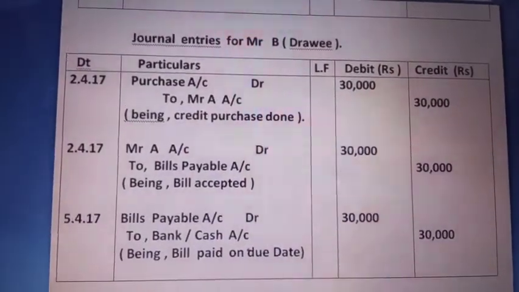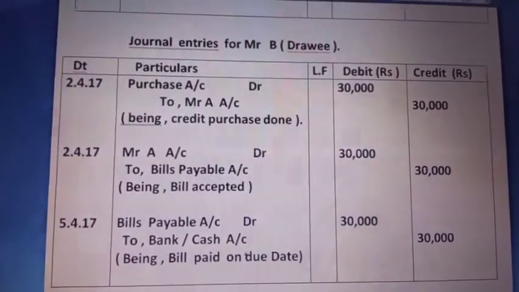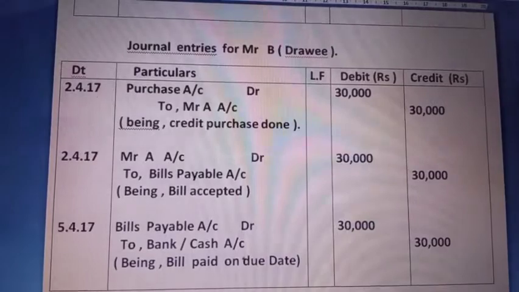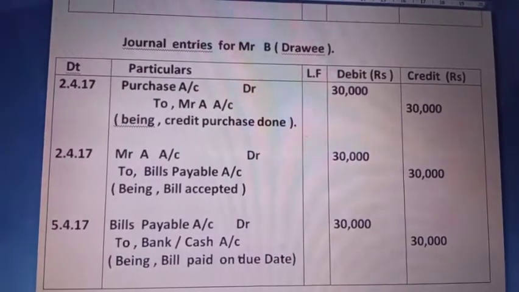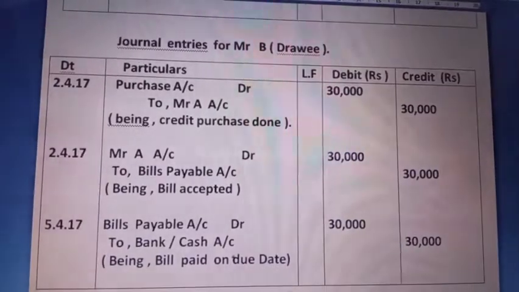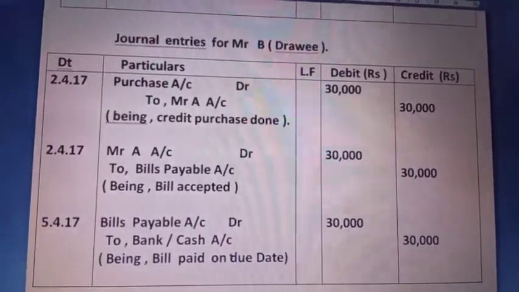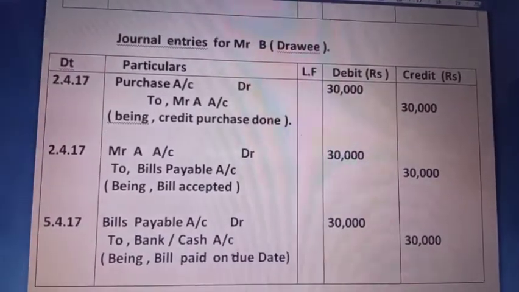So here we have the journal entries for the drawee, Mr. B. First, on 2nd of January we'll have purchase account debit to Mr. A account 30,000, then Mr. A account to bills payable, that is the bill is accepted, and then on 5th April we have bills payable to bank or cash.